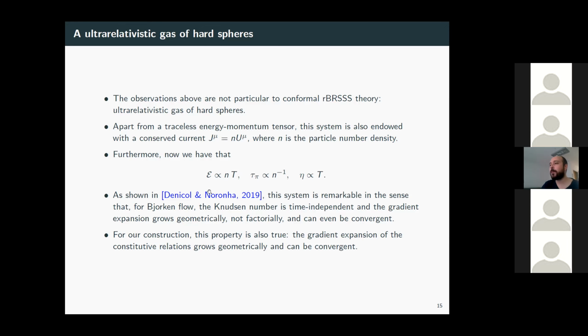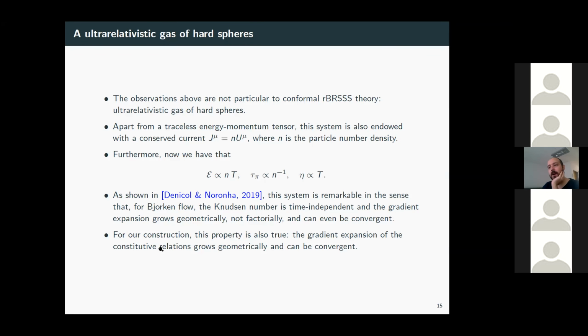And as these authors showed, this system is remarkable in the sense that for Bjorken flow, there is a natural gradient expansion that you can consider in terms of the Knudsen number, which for this system is time independent. It turns out that this gradient expansion grows geometrically and can even be convergent for sufficiently low Knudsen number. So it is natural to ask how our gradient expansion, constructed as this formal power series in epsilon, behaves in this particular model. This is what I'm going to do now for Bjorken flow.